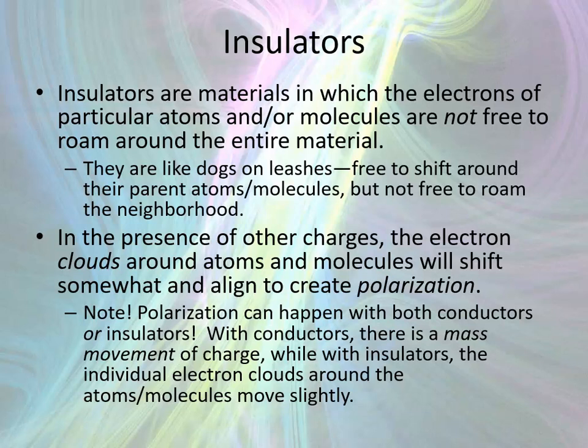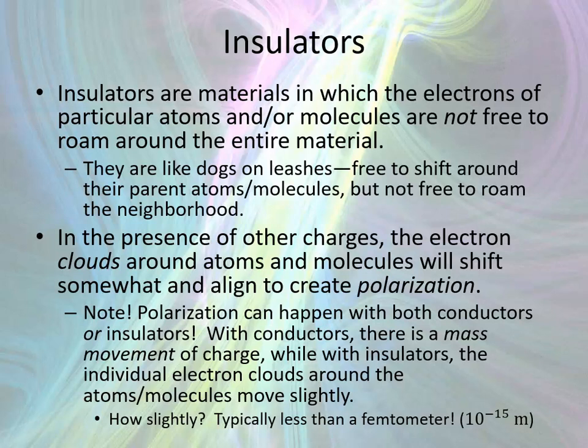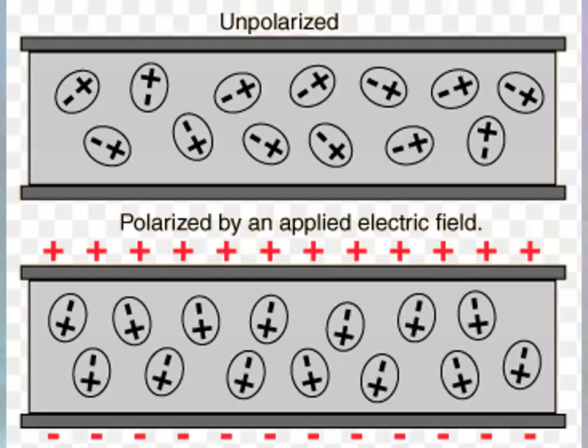And I'll also mention that this polarization happens not just with insulators, it also happens with conductors. It's just that with conductors, you're talking about a mass movement of electric charge, whereas with insulators, you're talking about individual electron clouds shifting back or forth. And how much of a shift is this? It's only about a femtometer, a femtometer being 10 to the minus 15 meters, 1/1000th of a picometer, or 1/1,000,000th of a nanometer. So the shift happens, so know your shift. It's just not much shift.